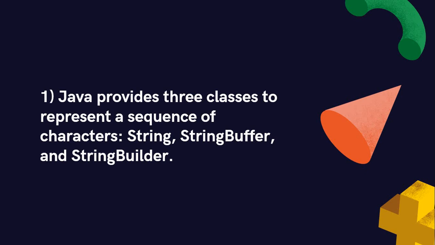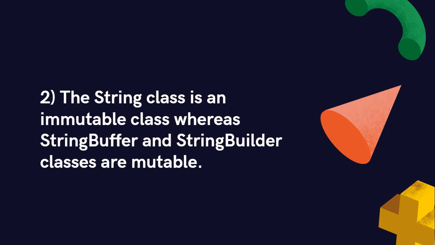Then why are we using string buffer and string builder, why are we not using string only? Let's understand this one. The string class is an immutable class, whereas string buffer and string builder classes are mutable. This is a very important point, immutable and mutable. I'm showing this presentation to you because this is very important for interviews also. So don't skip, and understand these things.